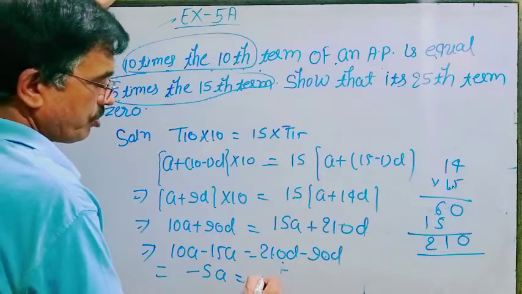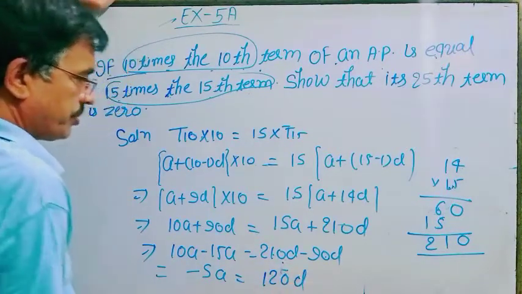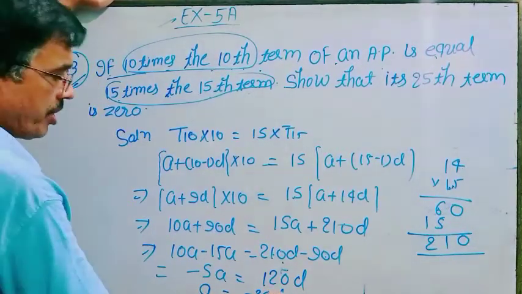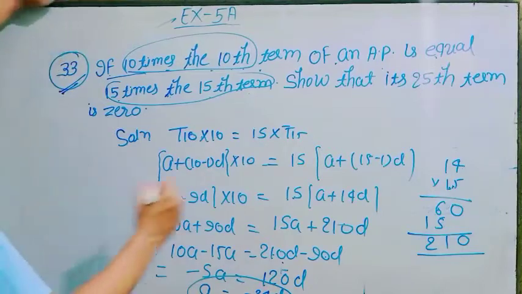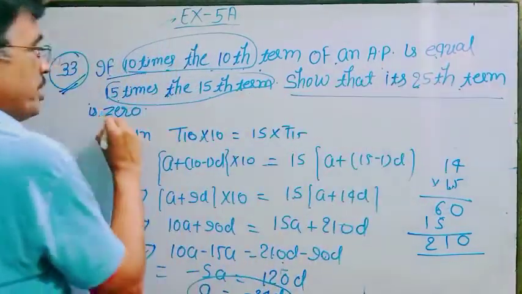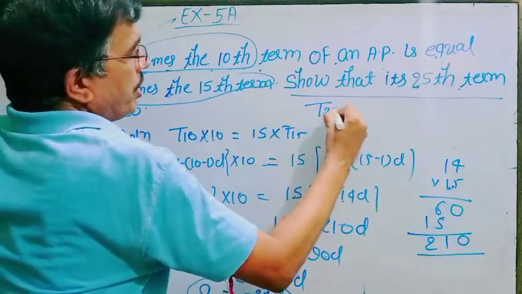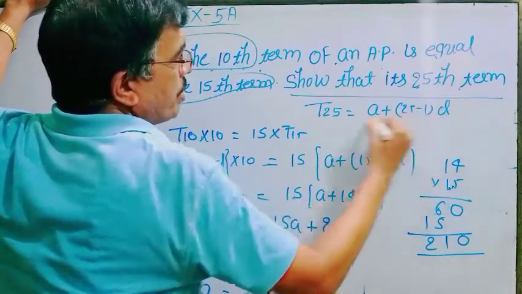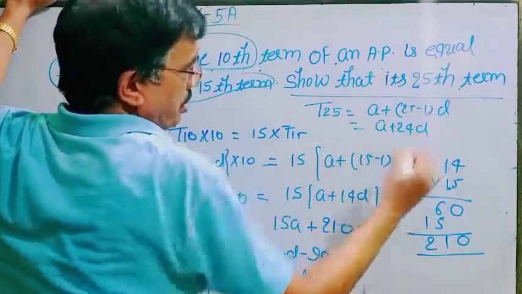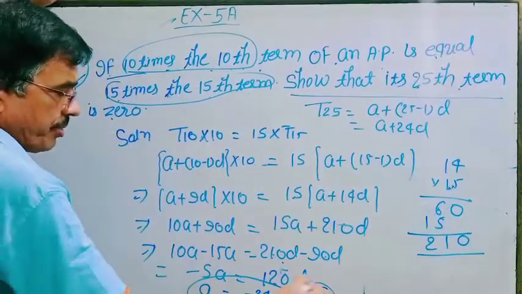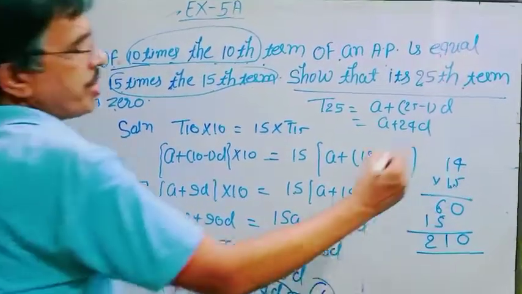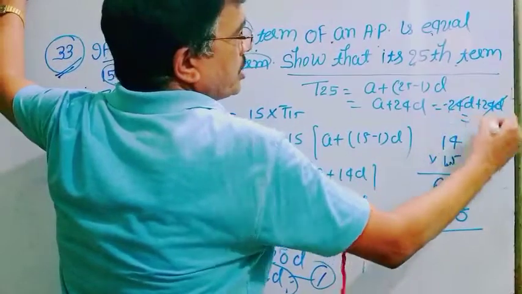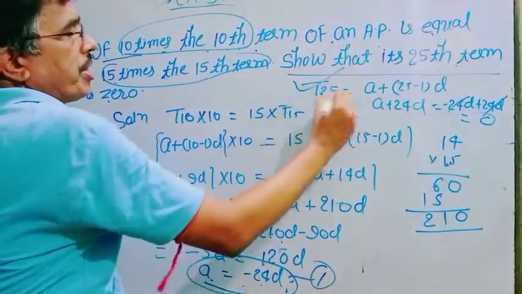Then minus 5A is equal to 120D. So what is A? That is, A is minus 24D. Dear student, you get A is equal to minus 24D. Now your question is to show that the 25th term is 0. What is the 25th term? This is T25. It is equal to A plus 25 minus 1 into D, that is A plus 24D. And now A is given from the first equation, that is A is minus 24D. So we write here minus 24D plus 24D, both are cancelled, that is 0. So it is clear that the T25 term is 0.